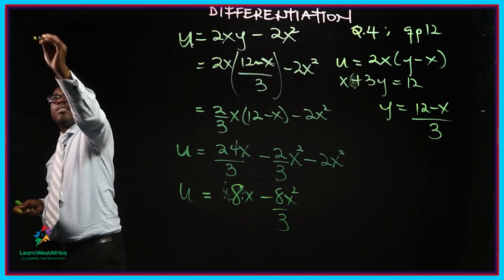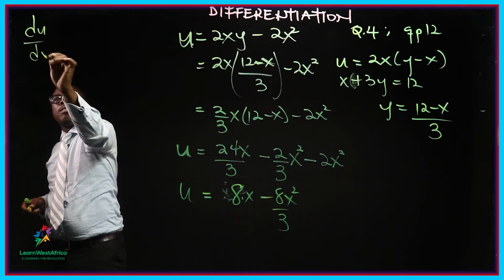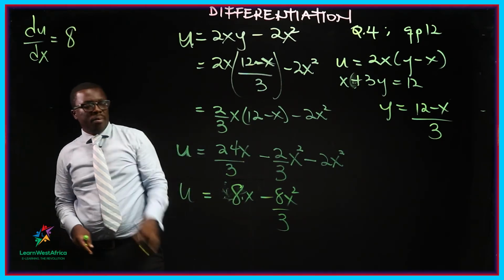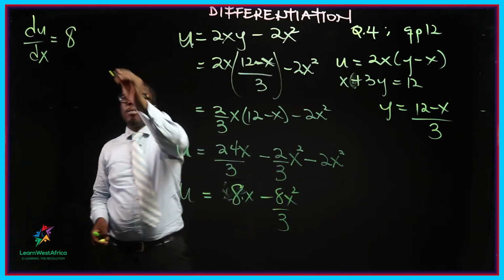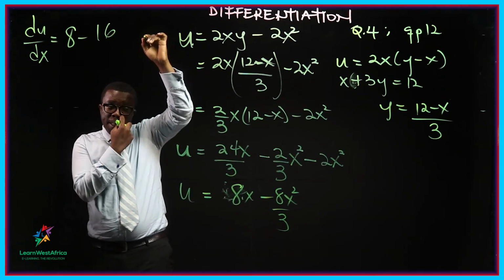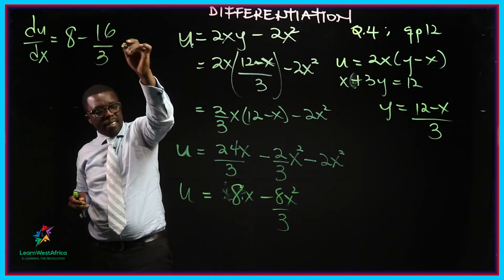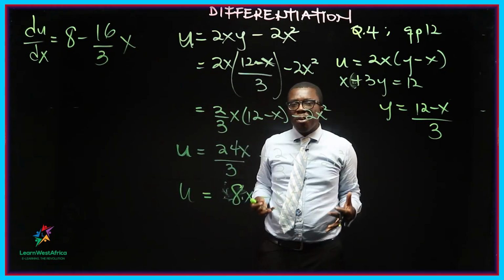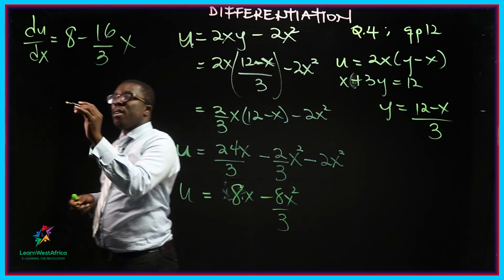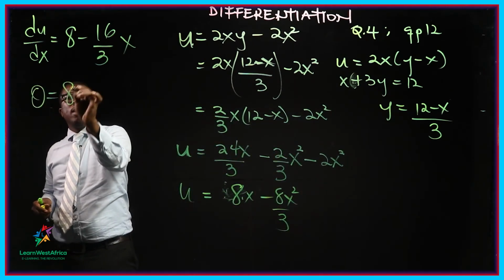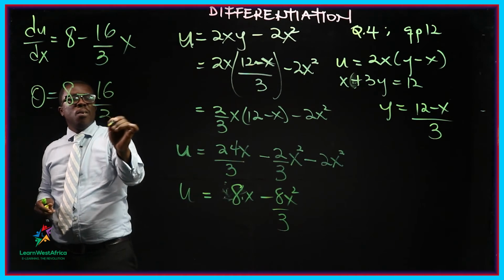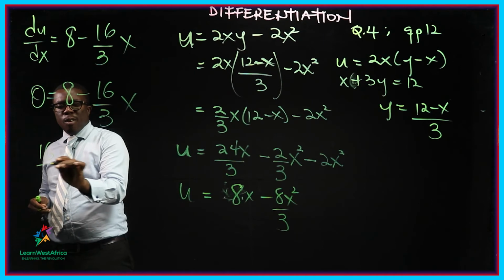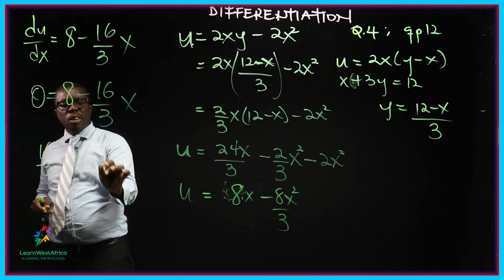So let's take the du dx. What do we get for the du dx? So that's going to give you 8. Then these two will come, then you get 16, right? Minus 16 over 3x. Okay, so this is the du dx, and we want to find a stationary value. So let's equate it to 0. So we're going to have 0 equals 8 minus 16 over 3x. And that's going to give you 16 over 3x equals 8.